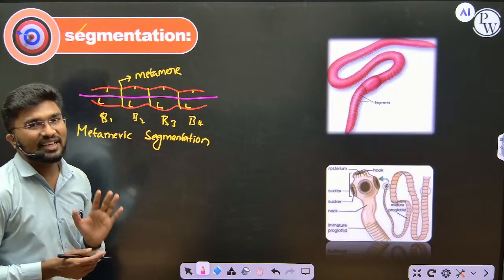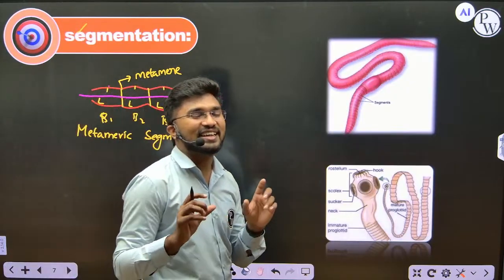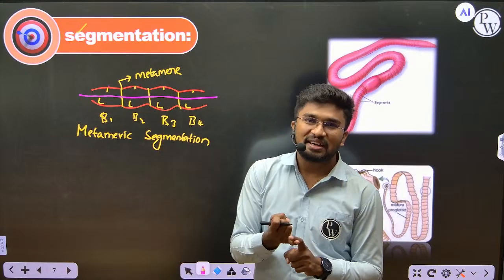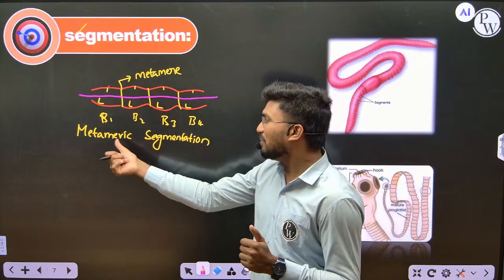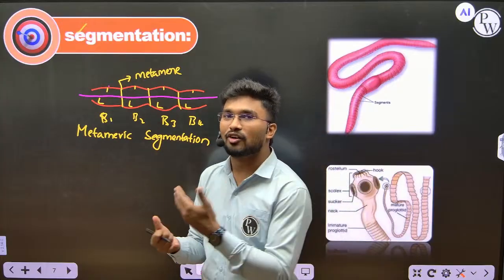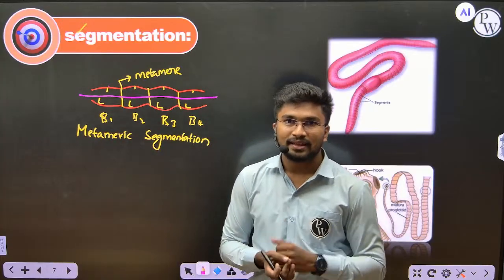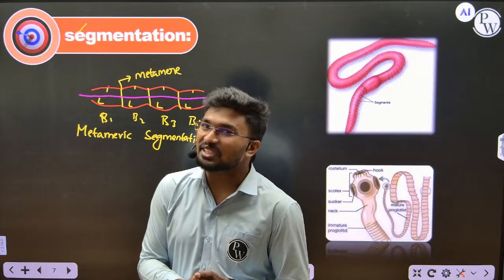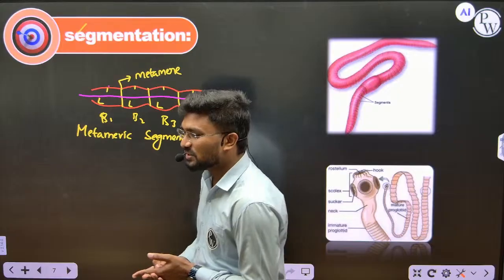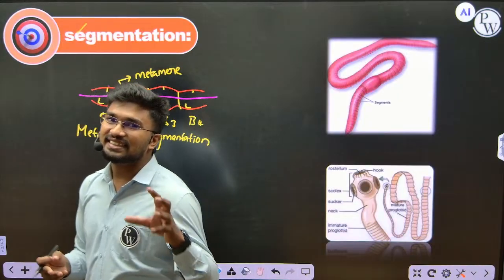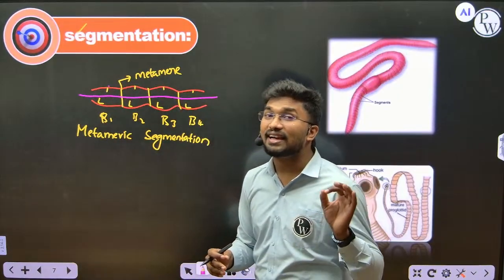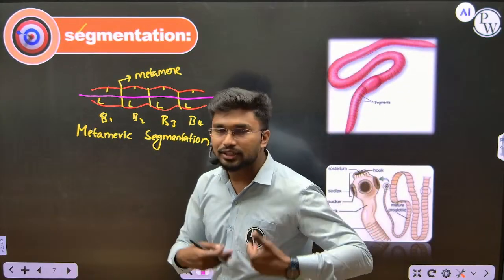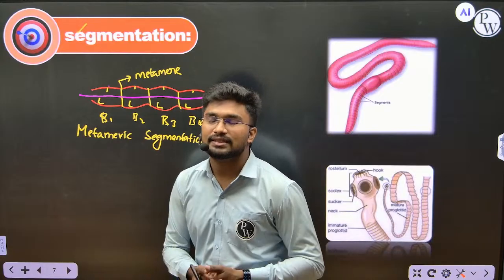Here, most of the time students get confused with some terms. Metamer means a segment. Metamerism is the process or phenomenon of segmentation. Next one, metastasis. What is metastasis? Metastasis is the property exhibited by cancer cells. Cancer cells migrate from one location to another location. That is metastasis.